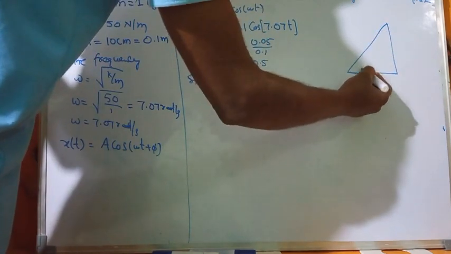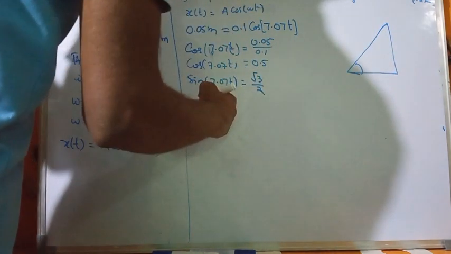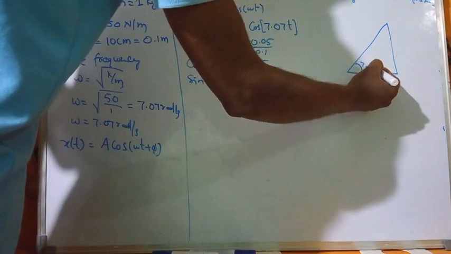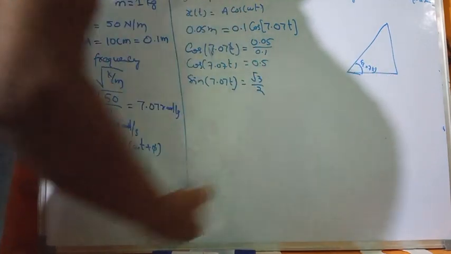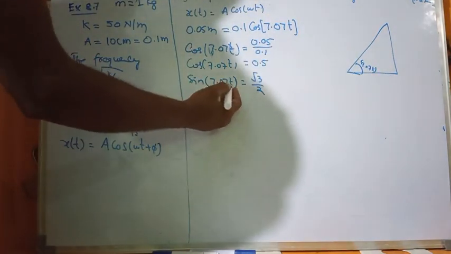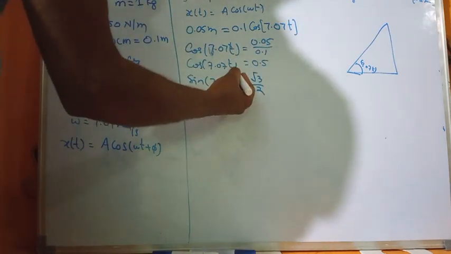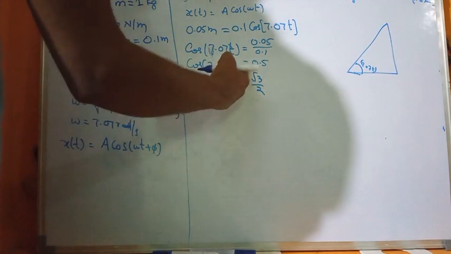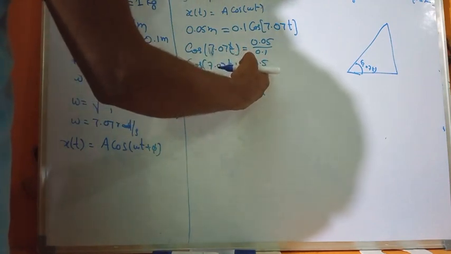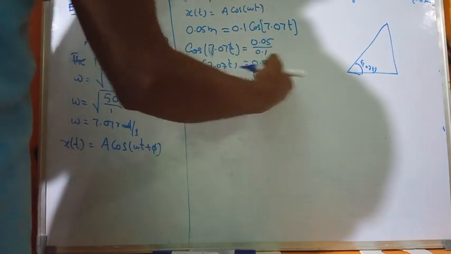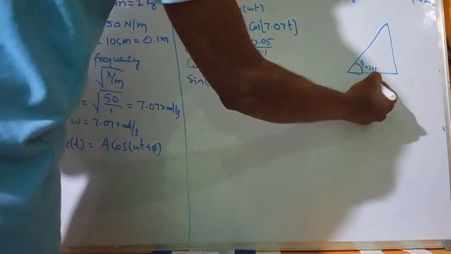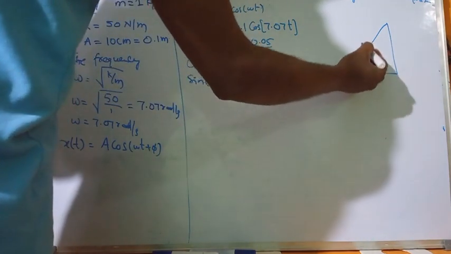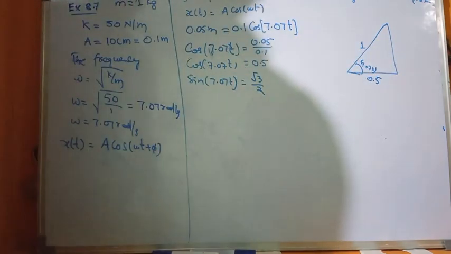Okay, so there it is, the angle is this one, that is 7.07t. It is the angle like our omega t. So according to cos, 0.5 by 1. Cos is nothing but adjacent side by hypotenuse. That's why the adjacent side here is 0.5, and the hypotenuse is equal to 1.